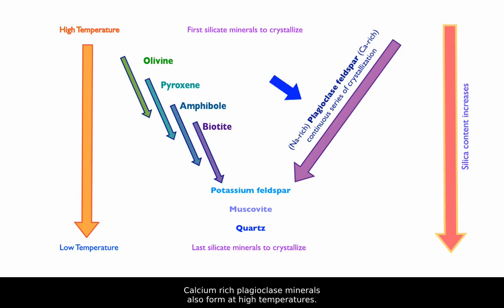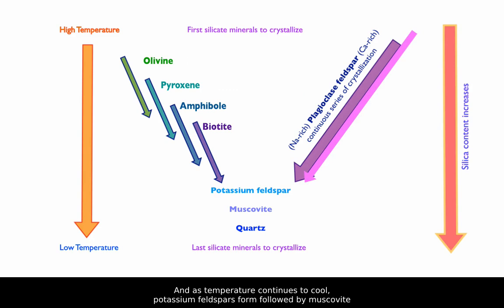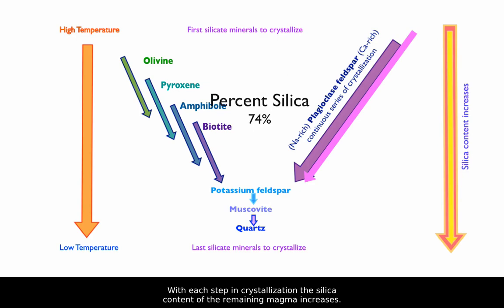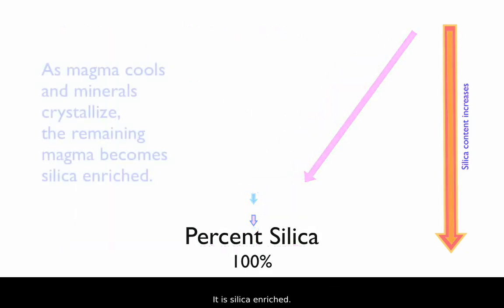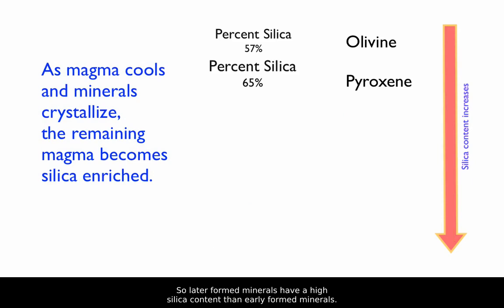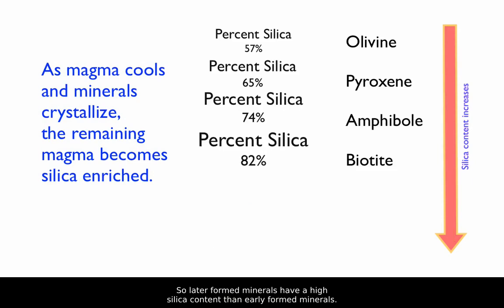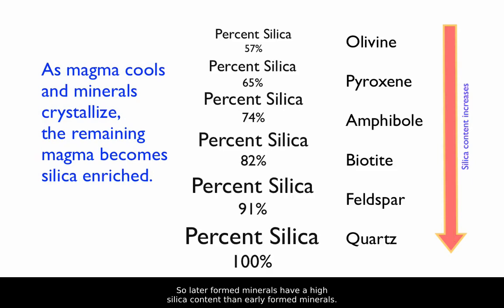Calcium-rich plagioclase minerals also form at high temperatures, and as temperatures cool, the sodium-rich feldspars form. And as temperature continues to cool, potassium feldspars form, followed by muscovite, and then finally quartz minerals. With each step in crystallization, the silica content of the remaining magma increases. It is silica enriched. So later formed minerals have a higher silica content than early formed minerals.